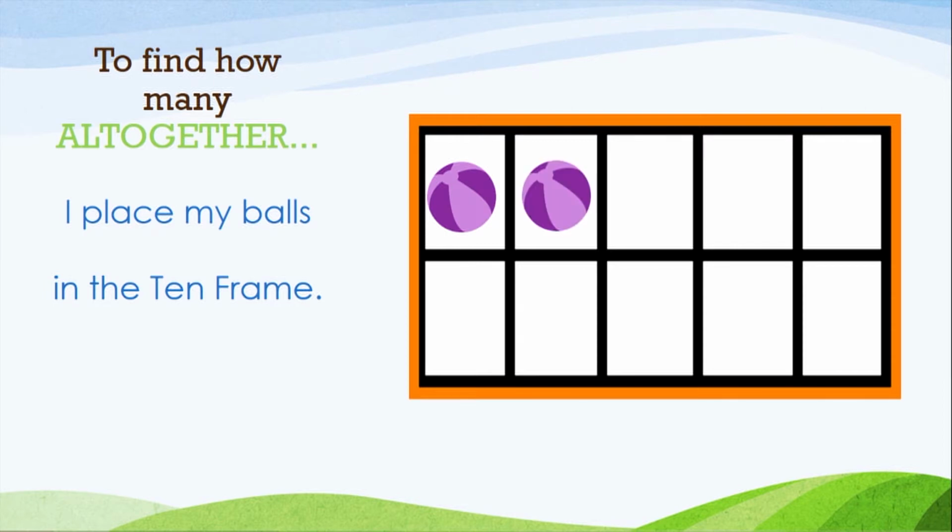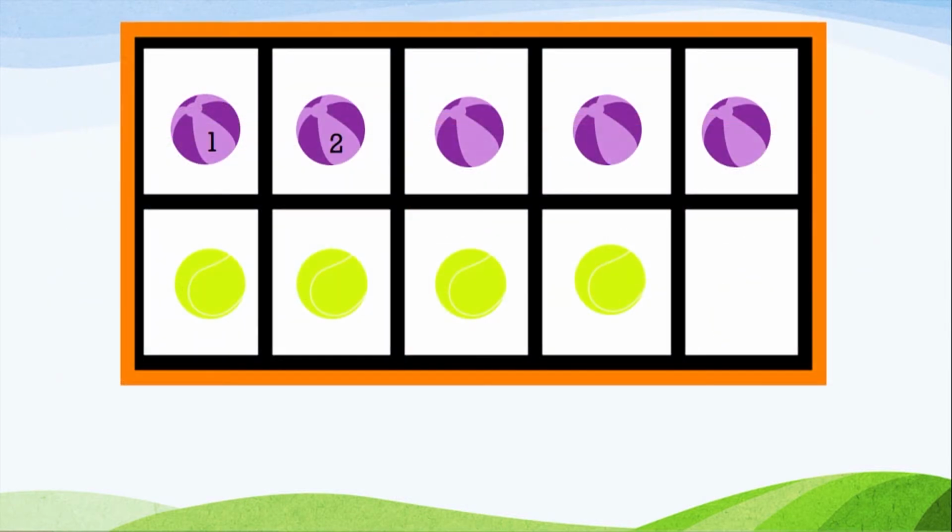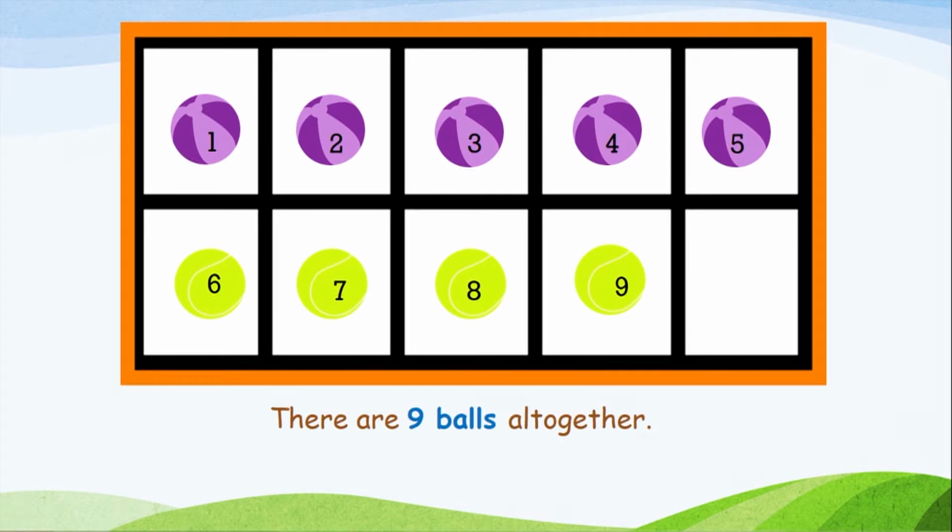So here's my 10 frame. I'm placing my balls. I count all the balls. 1, 2, 3, 4, 5, 6, 7, 8, 9. There are 9 balls all together. 5 add 4 equal 9.